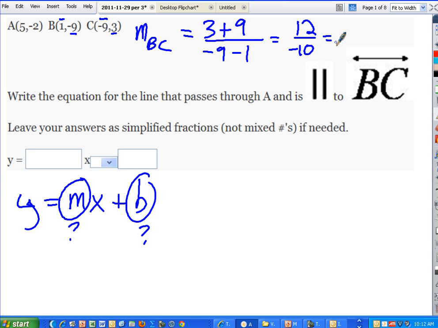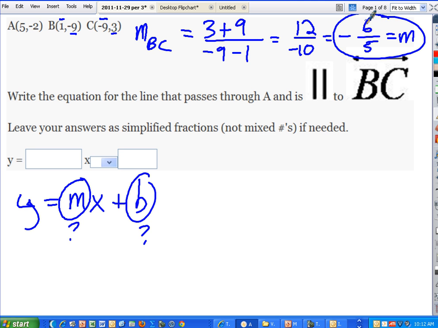Which is, now I get a positive over a negative. So what's that make the sign of the fraction? Negative. I don't want the negative on the bottom, so I'll put the negative out front. And then 10 over 12 reduces to what? Yeah, 5/6. They're both even, so I can divide them both by 2. So there's m. Okay, halfway there, right?